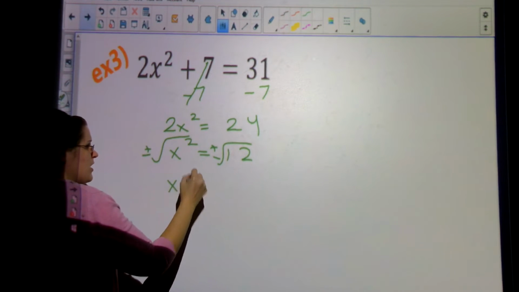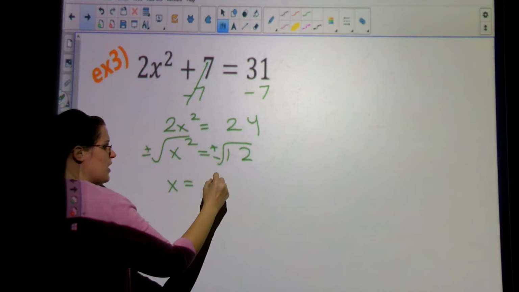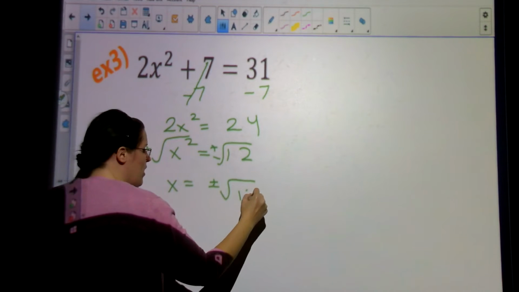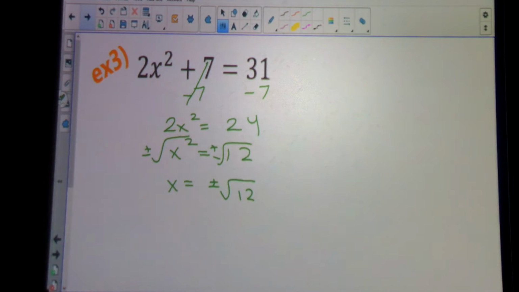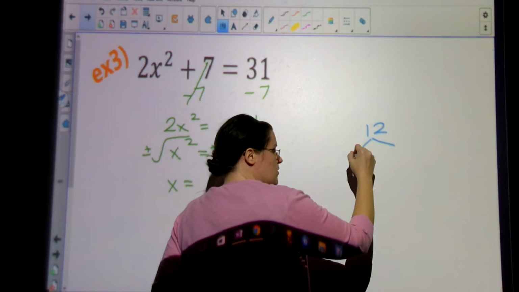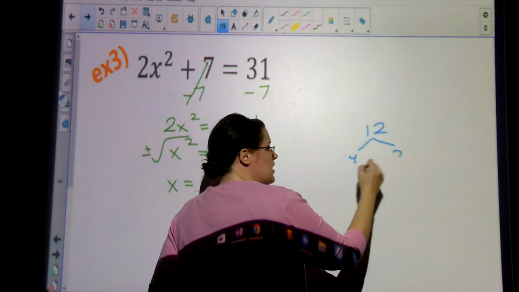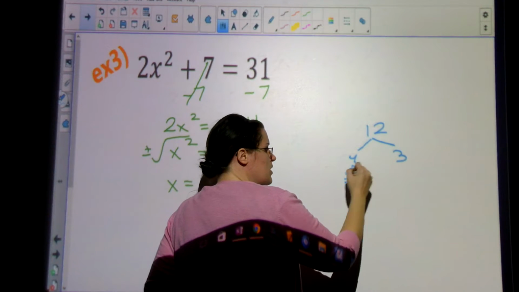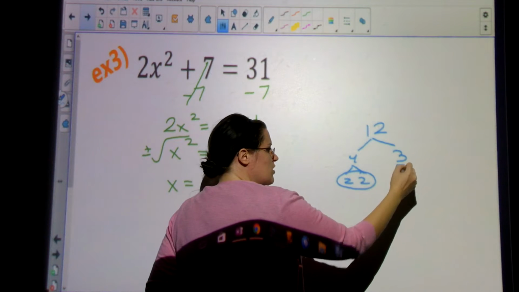So here's what I'm talking about. Here they undo each other. Here we're left with plus or minus the square root of 12. I don't want decimals. I want exact. But we need to make sure it's reduced. So you might have to do a tree. 4 and 3. 2 and 2. So I have a pair of 2's and a 3 left over.